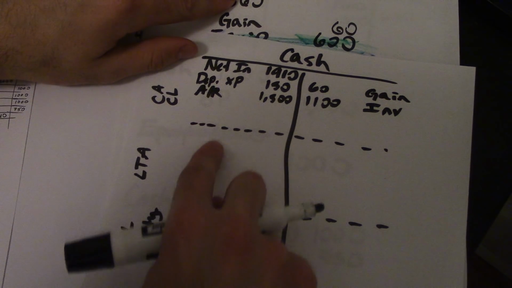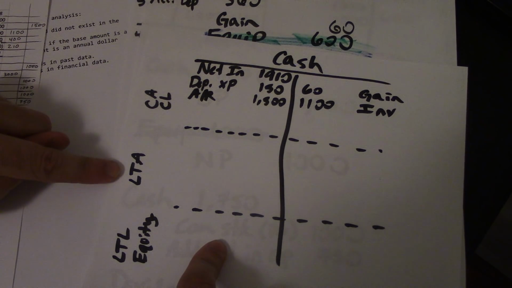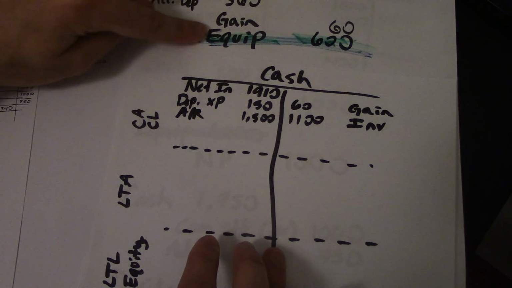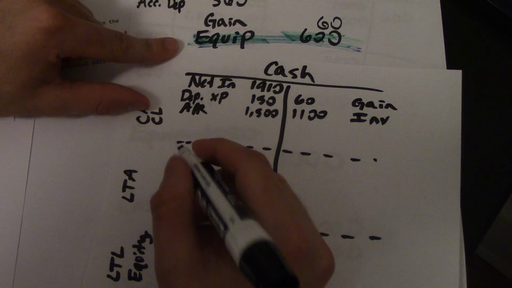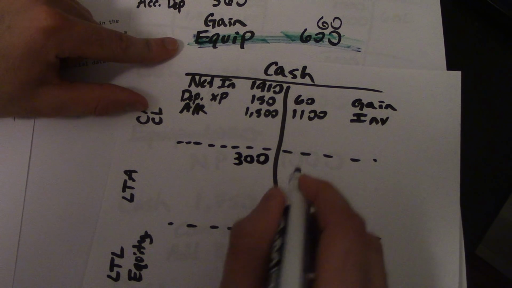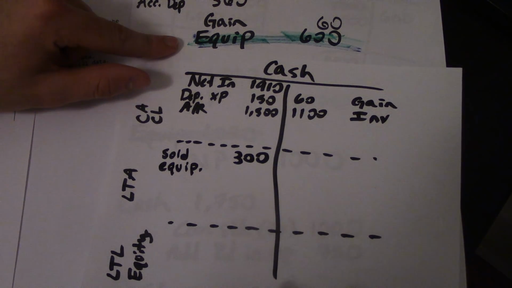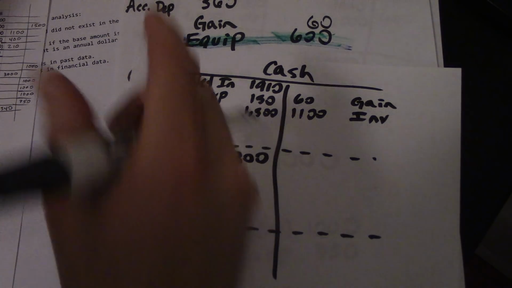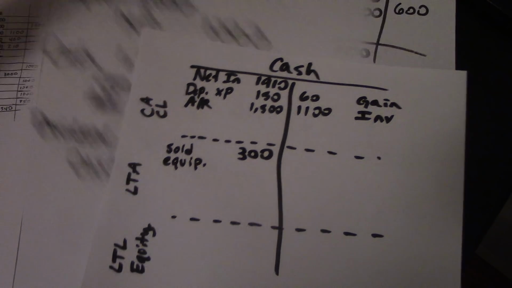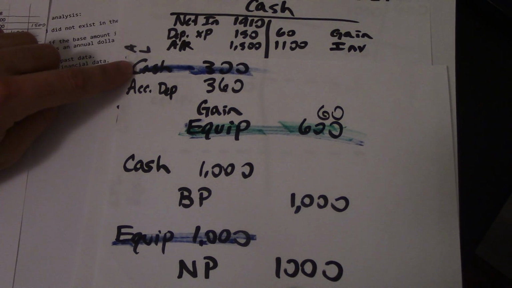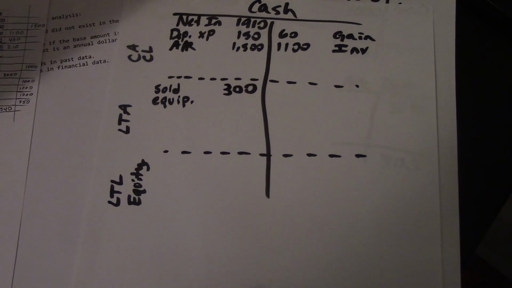We're debiting cash by 300 bucks. So we're going to debit cash somewhere. And in which section? Well, it's going to be our investing section, because this cash is related to equipment. Equipment is a long-term asset, so we're going to increase cash by 300 bucks because we sold equipment. There we go.